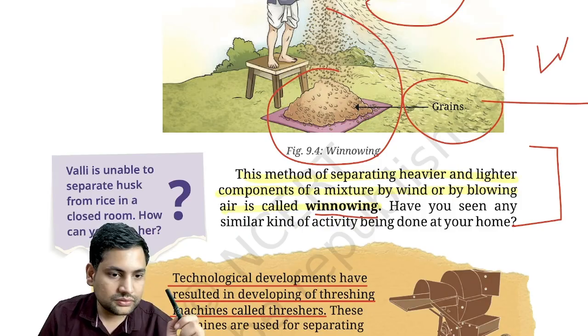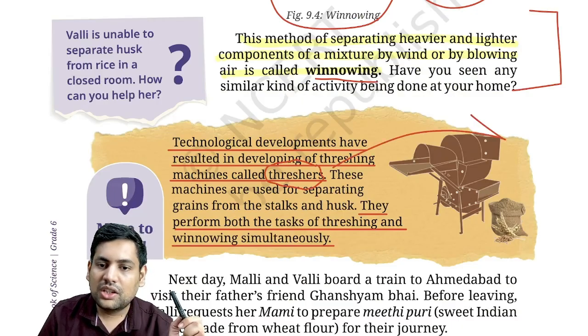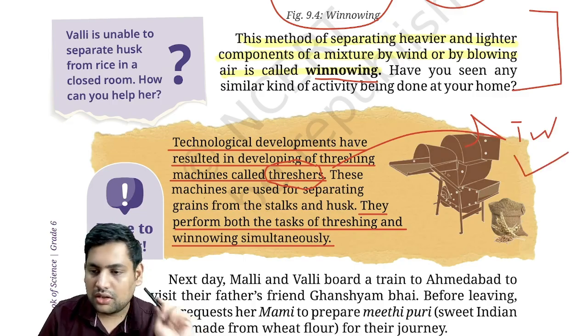Then now see, people get confused by this. These are called threshers. These are modern machines, but they do threshing and winnowing both. Please remember this.